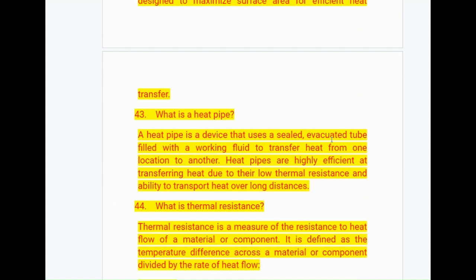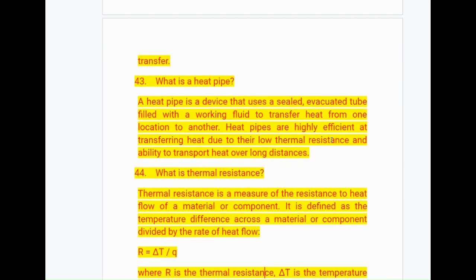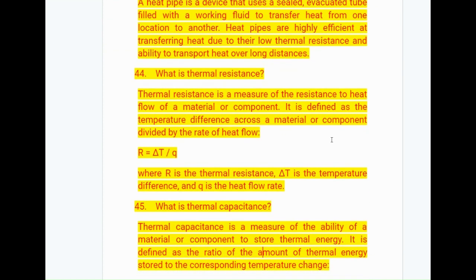What is a heat pipe? A heat pipe is a device that uses a sealed, evacuated tube filled with a working fluid to transfer heat from one location to another. Heat pipes are highly efficient at transferring heat due to their low thermal resistance and ability to transport heat over long distances.